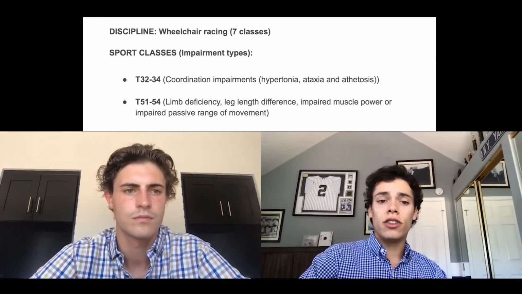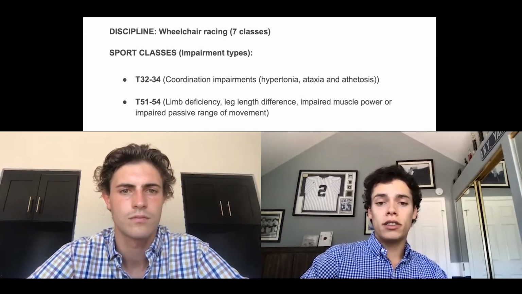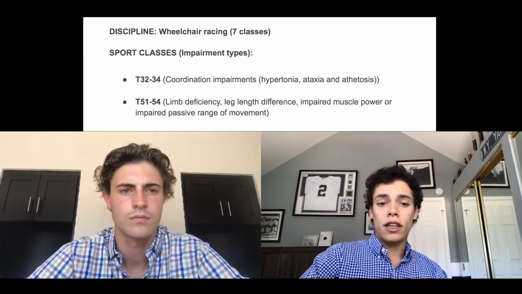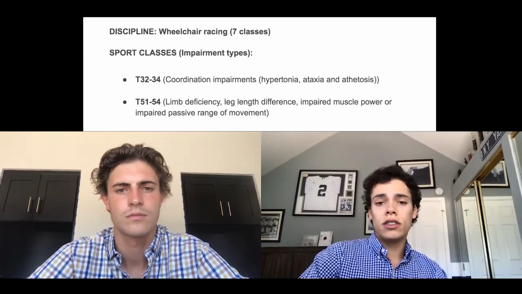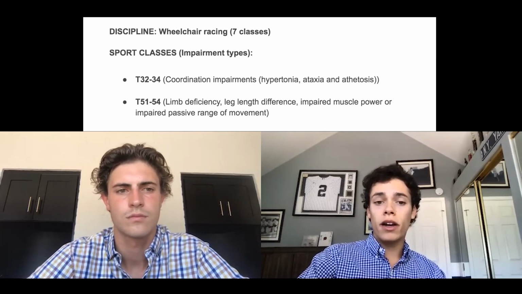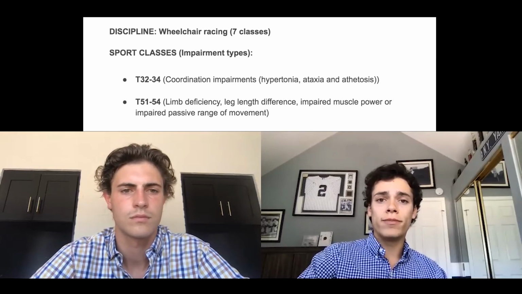Now moving on into the wheelchair racing events, we have a range of classes as well. First, we have the T32 to T34 class, covering athletes with coordination impairments, usually seen with athletes with cerebral palsy. The other classes in this are the T51 to T54, covering athletes with limb deficiencies, leg length differences, impaired muscle power, and athletes with spinal cord injuries are usually competing in these as well.